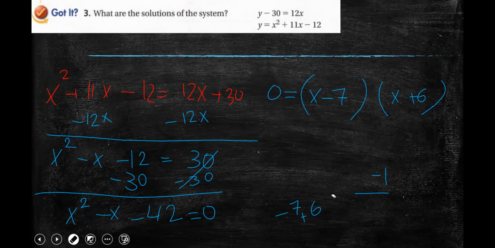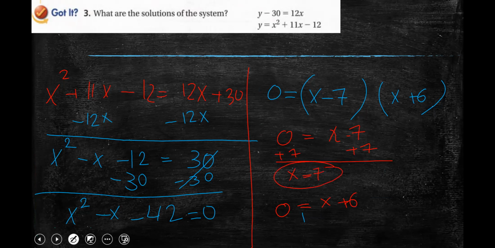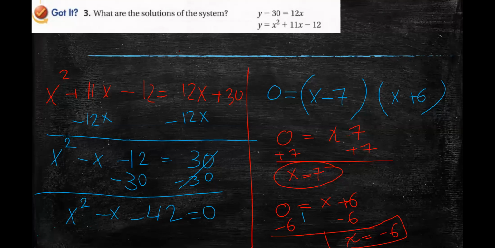Then let's use the zero property. What does it mean? It means 0 could be x minus 7, and 0 could be x plus 6. If 0 is x minus 7, what is the value of x? It is +7. And here, with plus 6, x equals -6. So I found the two values of x, which are 7 and -6.